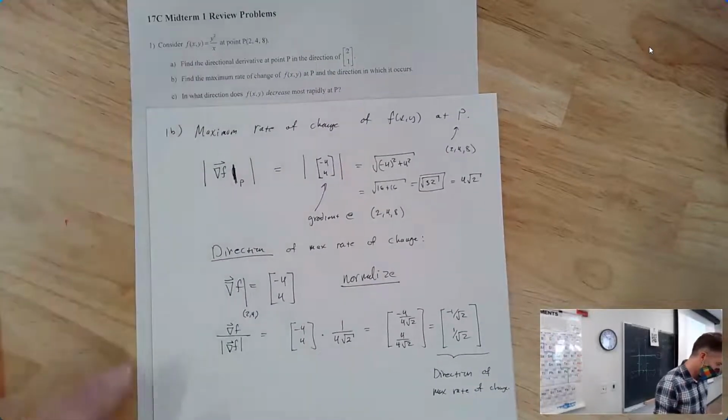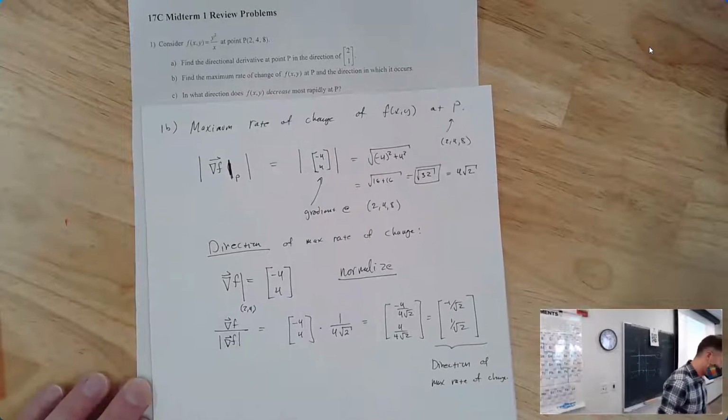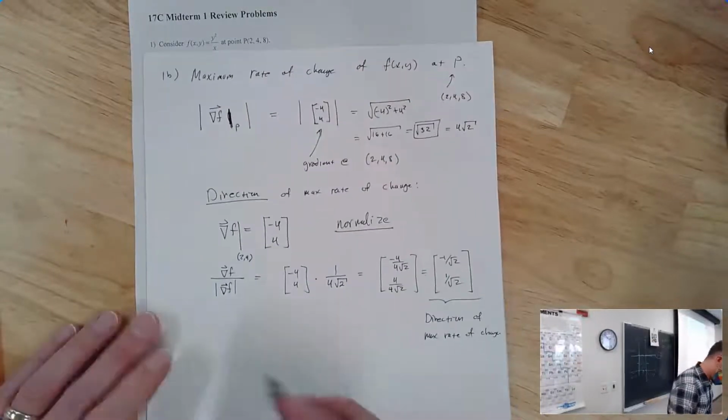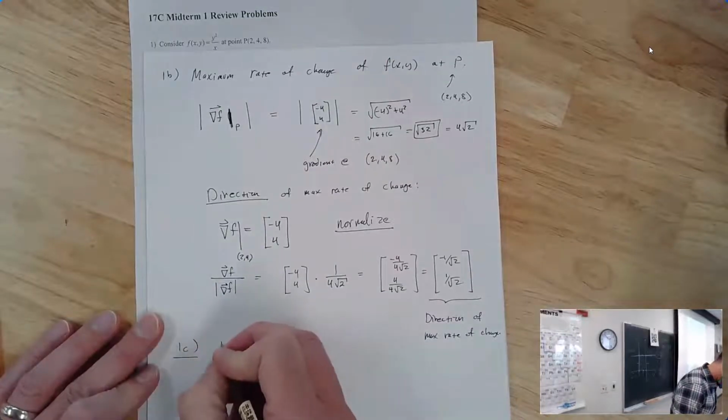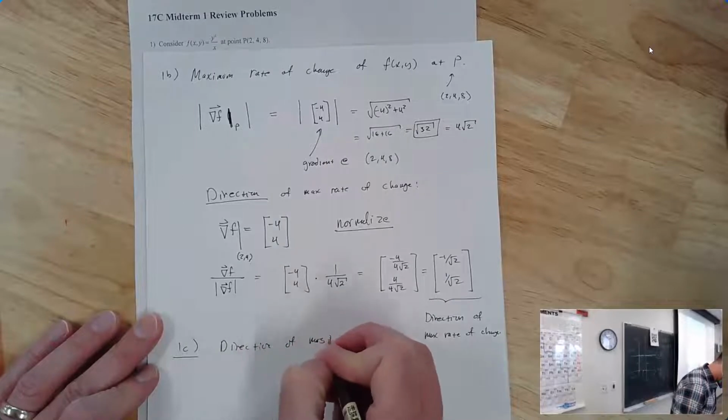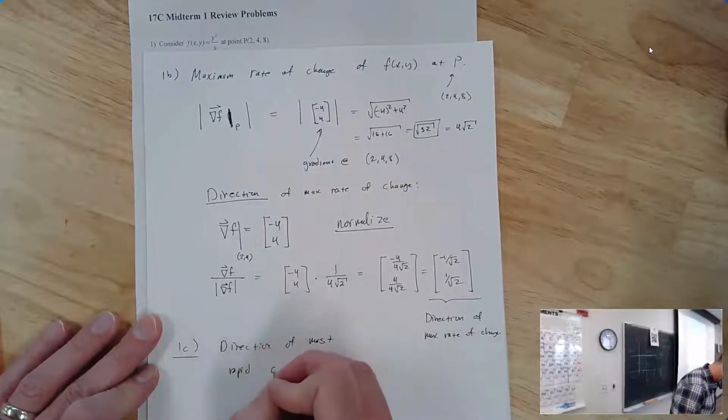So, part C. In what direction does the function decrease most rapidly at P? So direction of most rapid decrease.